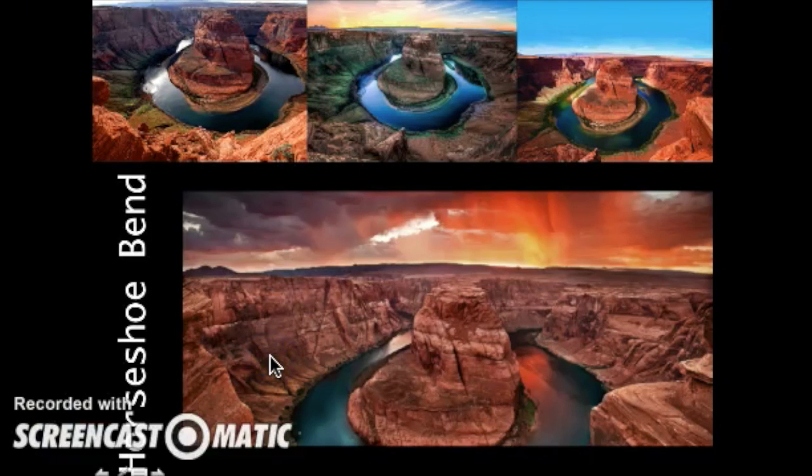The natural feature of the Colorado River. Horseshoe Bend is a horseshoe-shaped meander of the Colorado River located near Highway 89, about 4 miles south of the town of Page in Arizona.